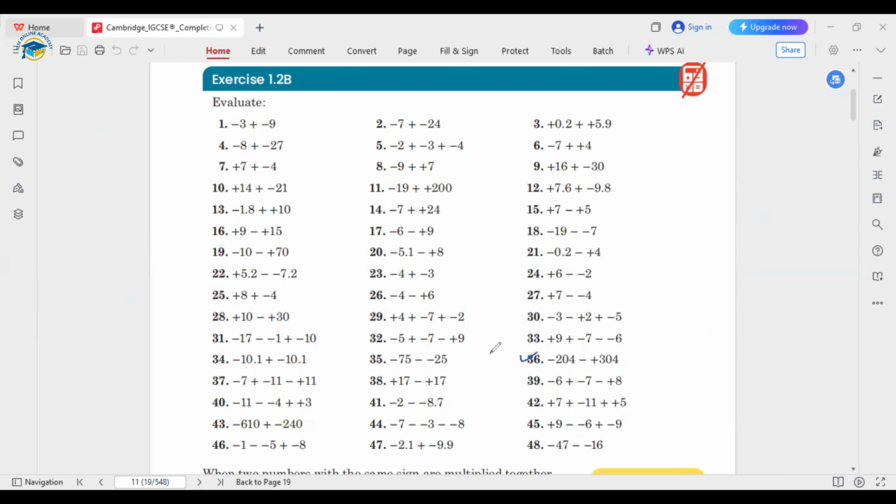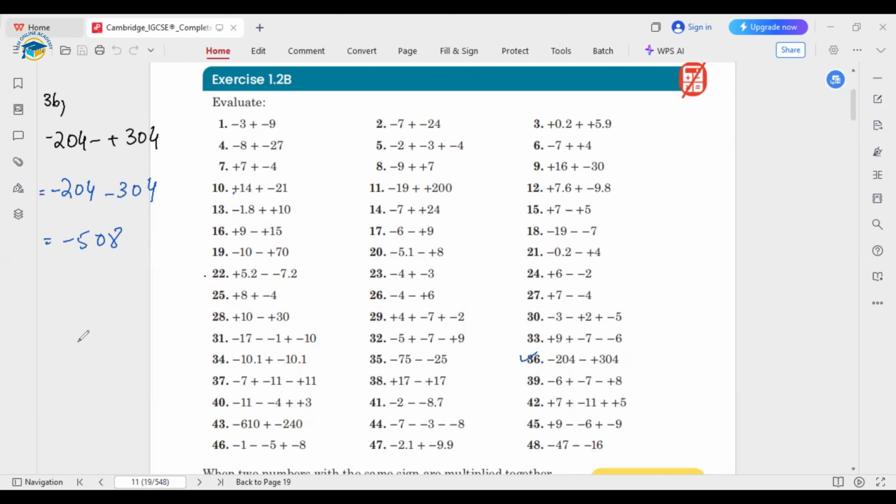Okay, so let's see how we can solve this 36th part. We have -204, negative +304. So here again, we are going to solve these two signs first. Positive negative would be -304. So these two are now like signs, so we will be using the like sign again. So negative negative would be positive. We need to add these two. 4 and 4 would be 8, 0, 3 and 2 would be 5.